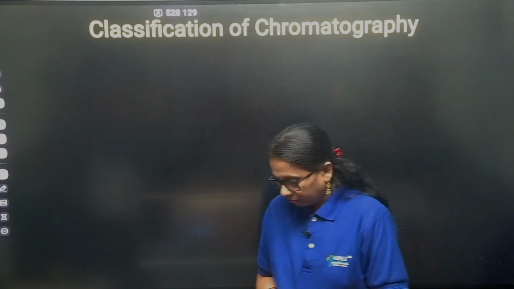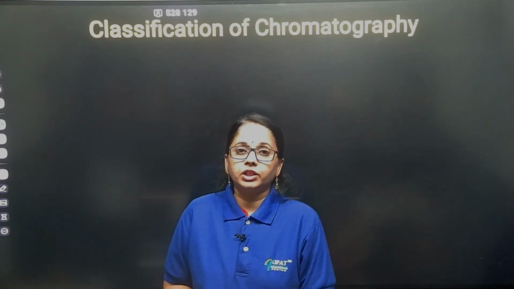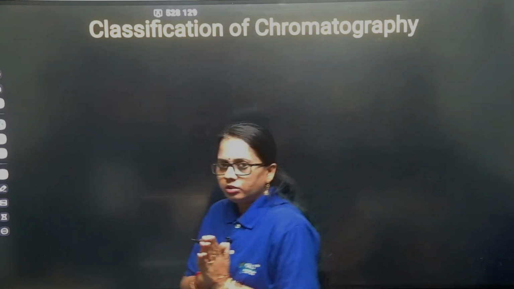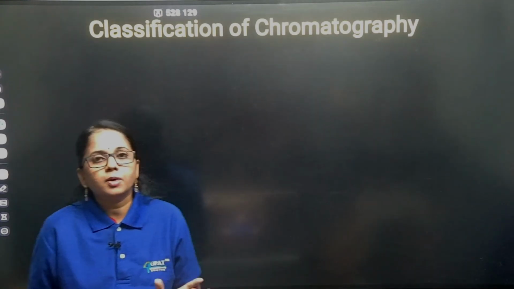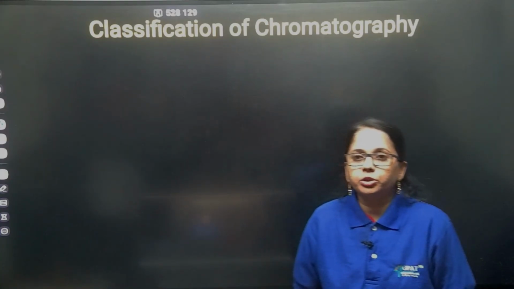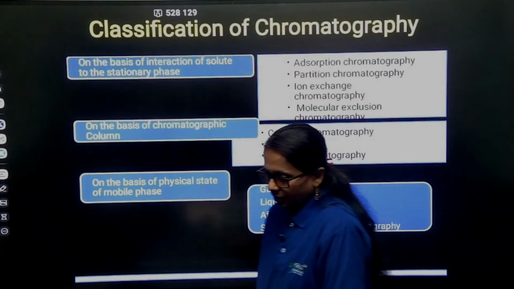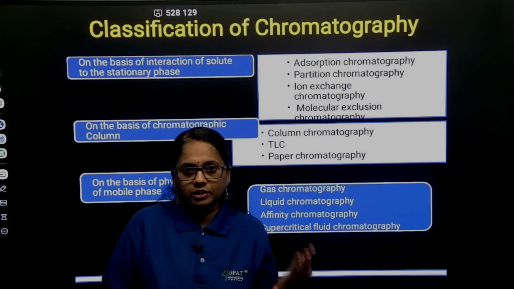Now let us see some other important classification of the chromatography techniques. In chromatography, we observe the separation of the compounds and we can identify the compounds, and in this we use different approaches. For that purpose, let us see the classification of chromatography. This classification is also based on 3 factors.